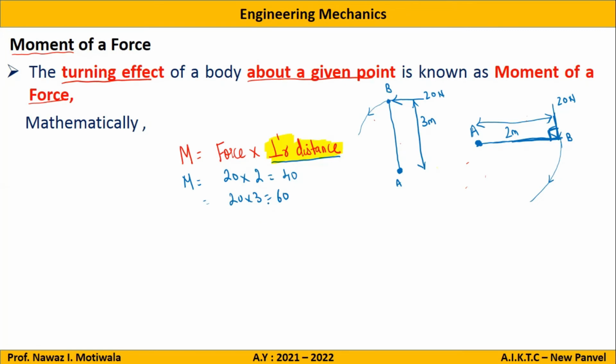So basically movement is force multiplied by perpendicular distance. And in simple terms, what is perpendicular distance? कि अगर force x में है तो आप distance y में लो, अगर force y में है तो आप distance x में लो. याद रहेगा? Yes, sir.